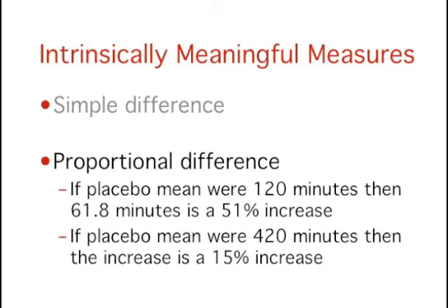When the dependent variable is measured on a ratio scale, then it is often informative to consider the proportional difference between means in addition to the absolute difference. For example, if in the Holbrook et al. study, the mean total sleep time for the placebo group was 120 minutes, then the 61.8 minute increase would represent a 51% increase in sleep time. On the other hand, if the mean sleep time for the placebo were 420 minutes, then the 61.8 minute increase would represent a 15% increase in sleep time.